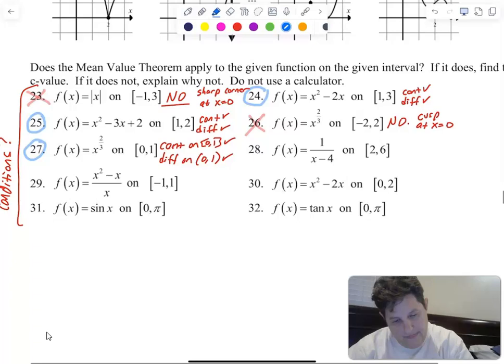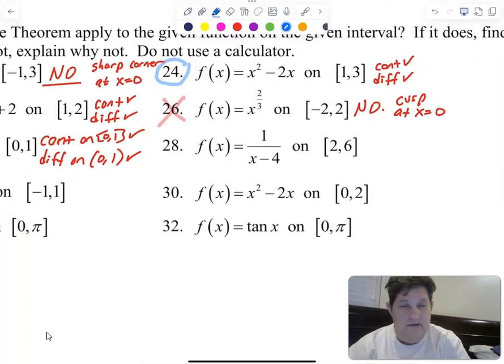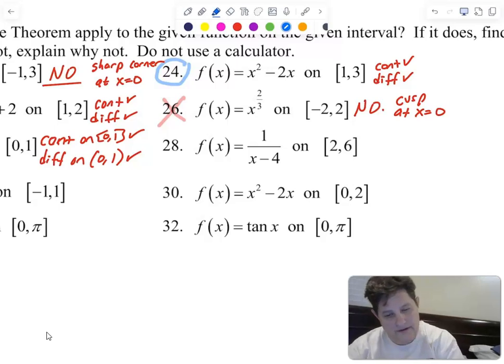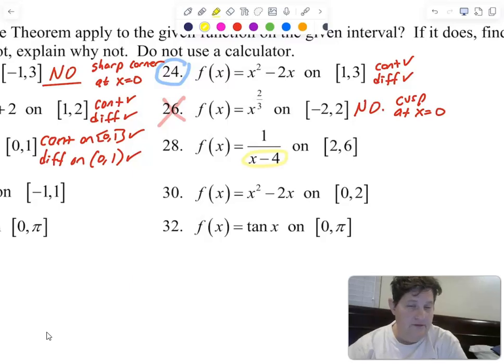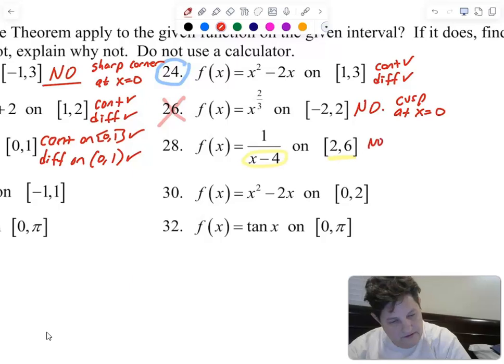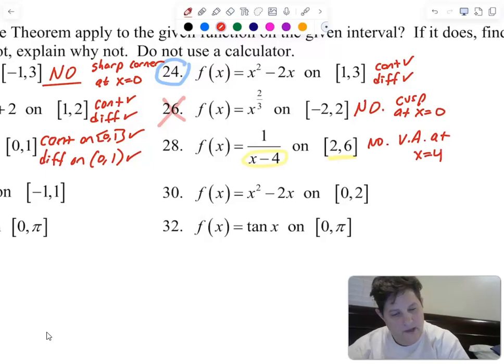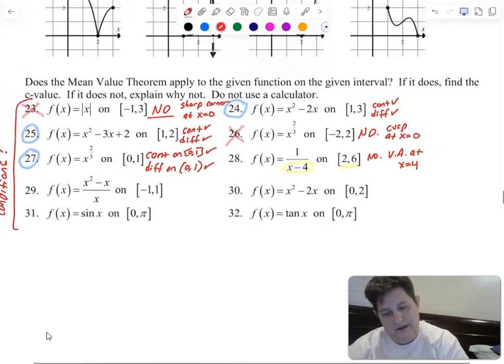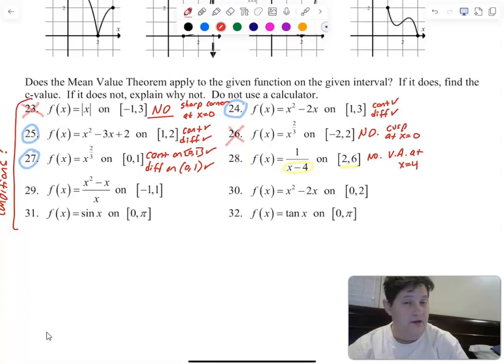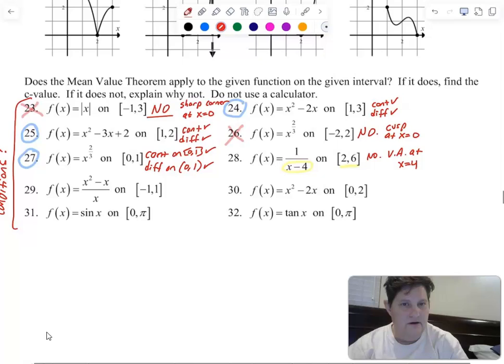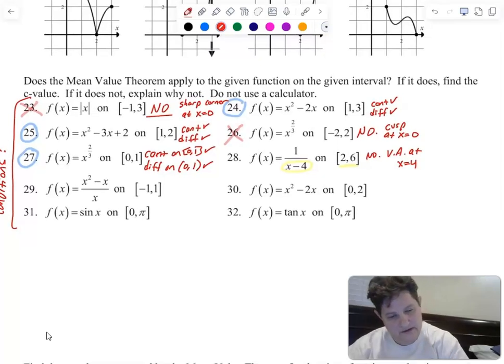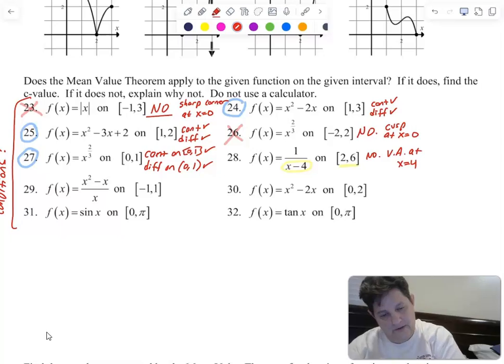Okay. All right, let's look at number 28. Let's think about the continuity of this. Is this continuous everywhere? Well, what do you guys know about a rational function with x minus 4 on the bottom? This has an asymptote at x equals 4. And because 4 is in my interval, we're not going to be able to do this. So it has a vertical asymptote at x equals 4. Whereas number 23 and number 26 were both continuous but not differentiable, this one's not even continuous. So we are not going to do that.